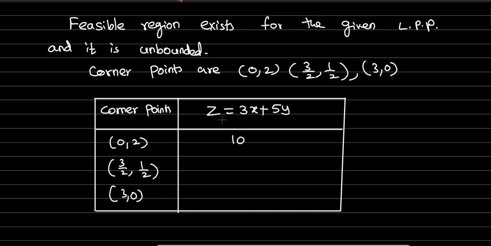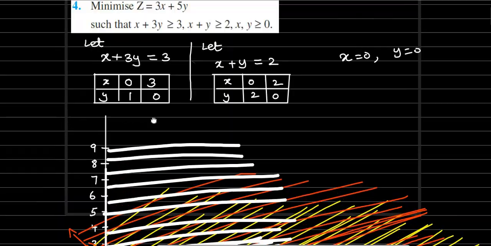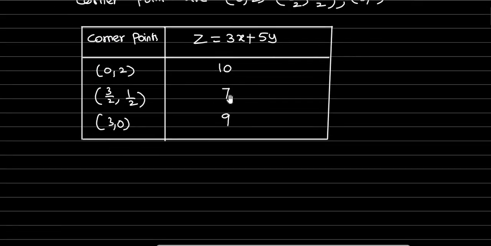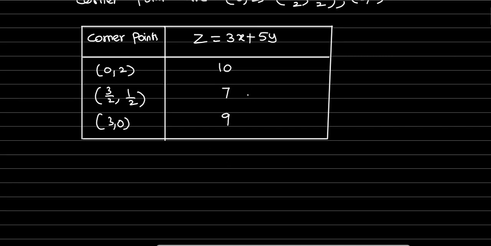Next, 3 by 2 comma 1 by 2. If you substitute, in place of x I am replacing it with 3 by 2, and in place of y with 1 by 2. What is the result? 9 by 2 plus 5 by 2, which is 14 by 2, so we are getting 7. Next, 3 comma 0. If you replace, 3 threes are 9 plus 5 times 0, which is 0, so 9 is the result. So we got the values at the corner points as 10, 7, 9. What they're asking is to minimize Z. What is the least value among these three results? It is 7, so that means this is the minimum.